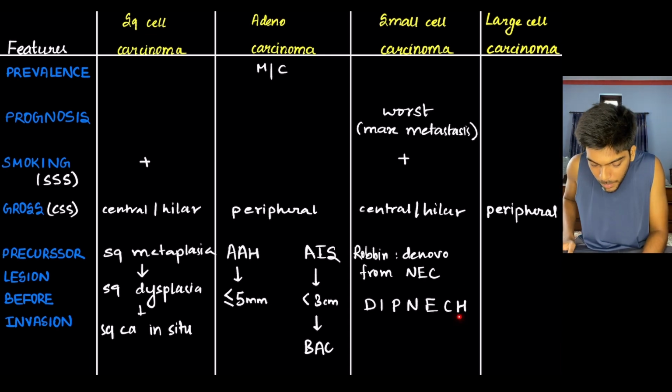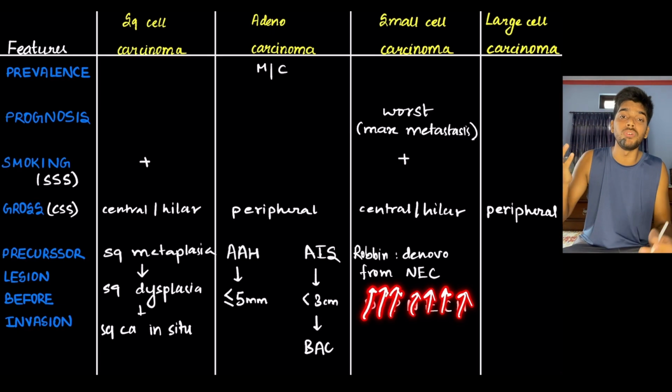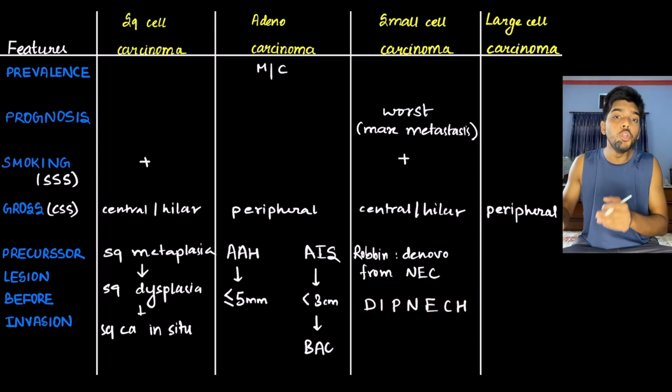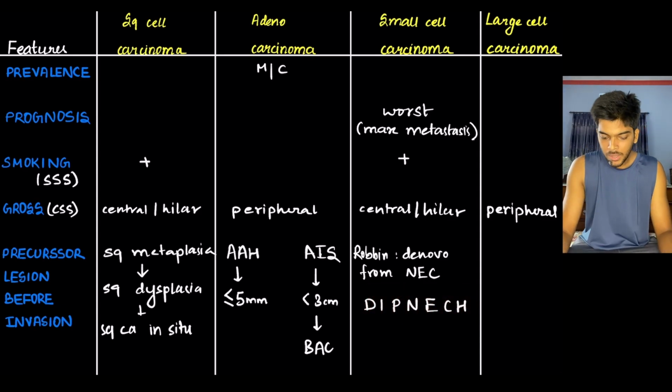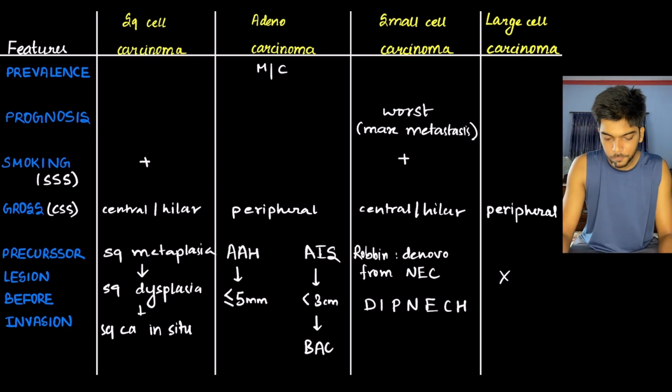Again, there is hyperplasia of neuroendocrine cell within the lung, or pulmonary, and the reason is not known, so idiopathic, and the hyperplasia is diffuse. Diffuse idiopathic pulmonary neuroendocrine cell hyperplasia. Large cell carcinoma, no precursor lesion.